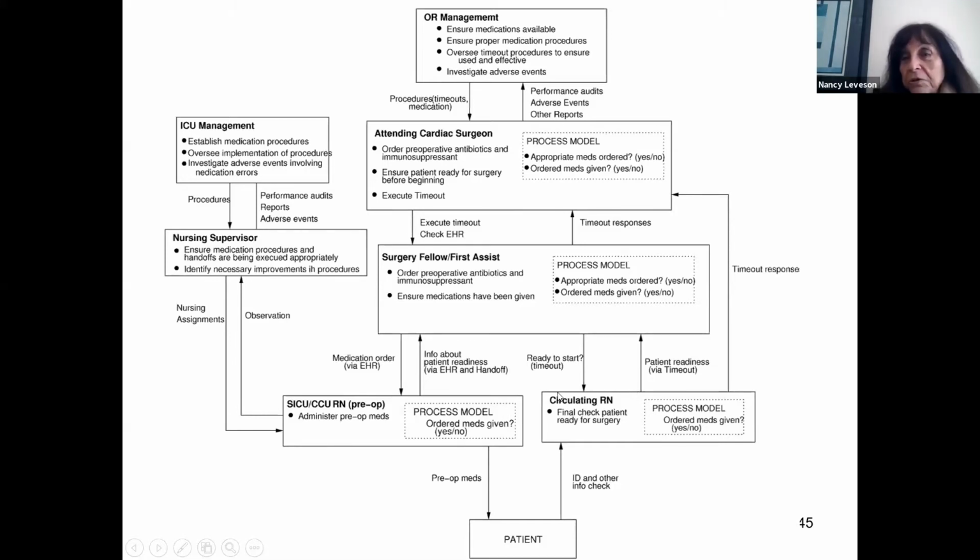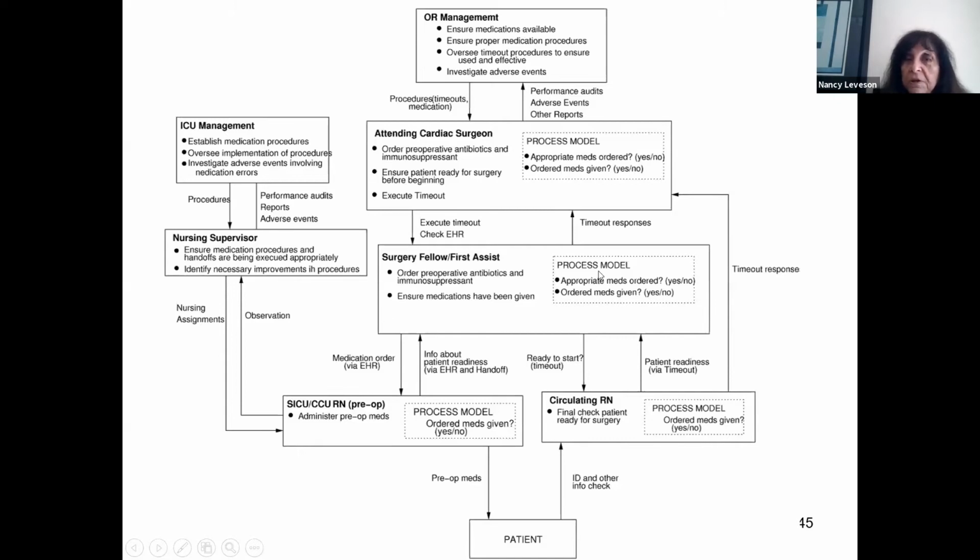The circulating nurse is just another, the surgical nurse. The circulating nurse is in the operating room, and her or his responsibility is to do a final check of whether the patient's ready for surgery.